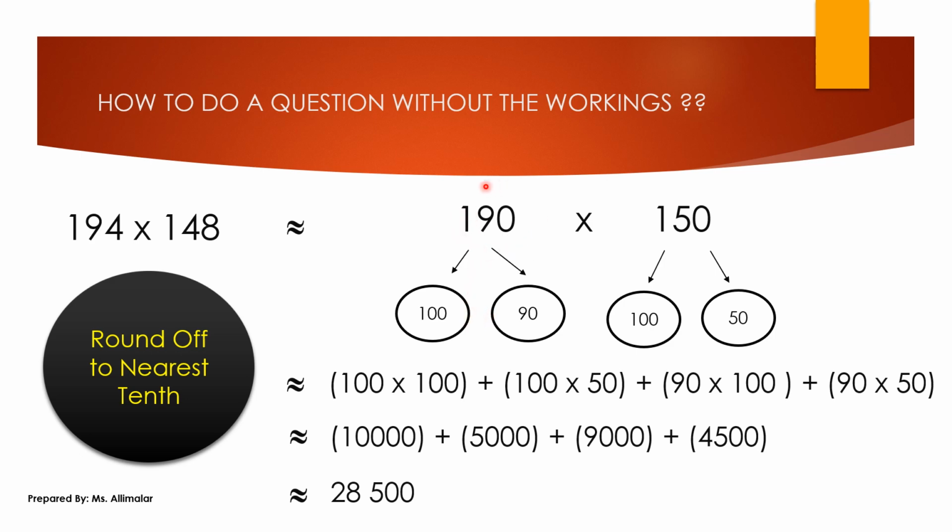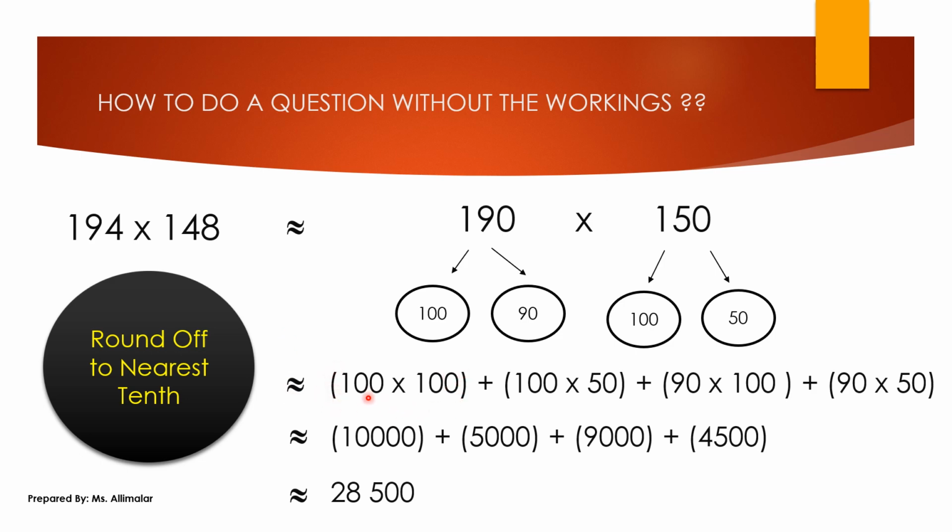Now 190, if you partition, you can split into 100 and then 90. Remember, if you take both these numbers and add them, you will get this number. Okay, so from 190 you put 100 here, the balance is 90 here. And then times 150, right? Now look here, 150 also, if you partition it, 100 will be here, 50 will be here.